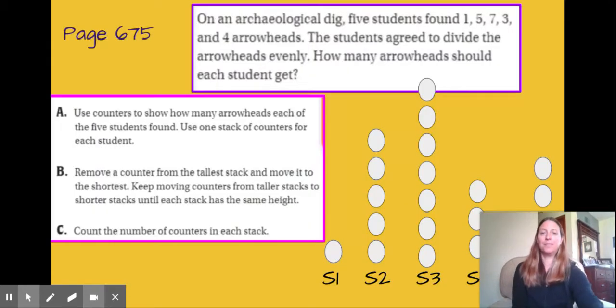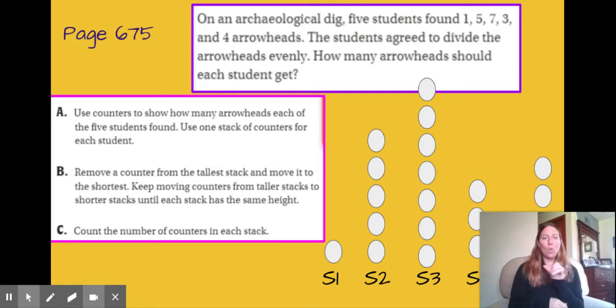On page 675, it gives us a problem. It says 5 students were on an archaeological dig. The students found several arrowheads, which are stones shaped like an arrow. One student found 1, another student found 5, another student found 7, another student found 3, and another student found 4. The students agreed to divide the arrowheads evenly. How many arrowheads should each student get?